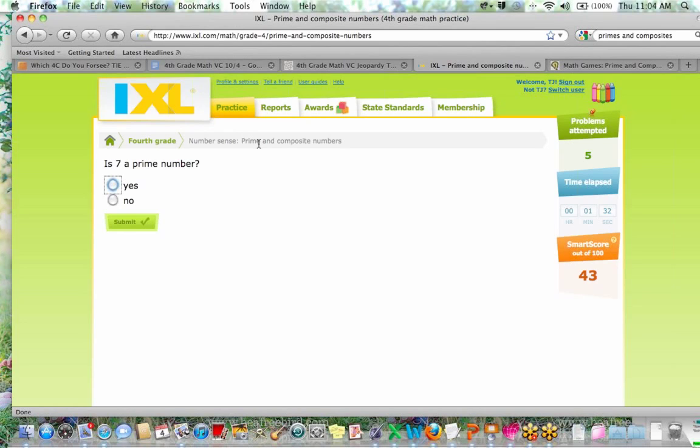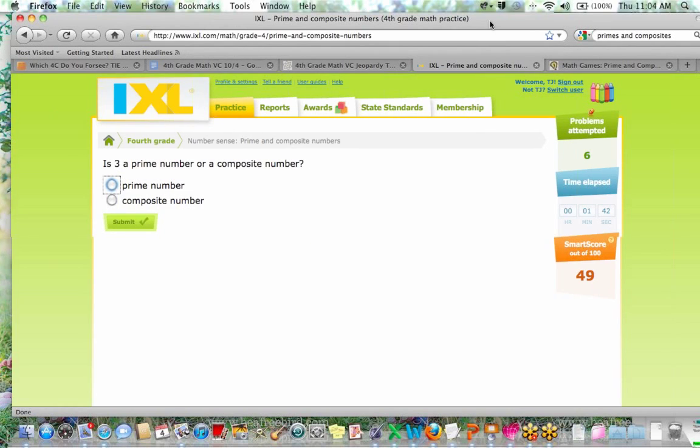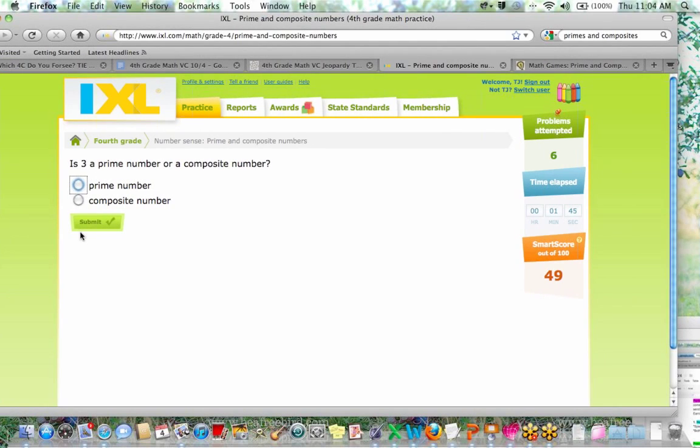Is 7 a prime number? Thumbs up or thumbs down? Okay. So they're giving us a bunch of questions about prime numbers. We're going to move on to, oh, well, here we go. Is 3 a prime number or composite number? So I'm going to have you raise your hand for this one. Go ahead, Vero. A composite number? Are you sure? I think it's a prime number. It's a prime number because the only factors are 1 and 3.